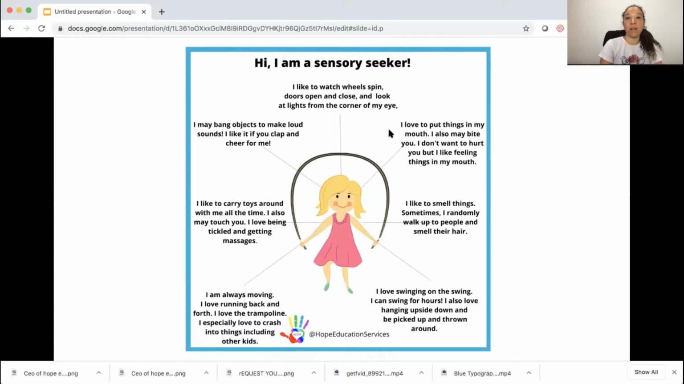They're unaware of the fact that to other people it doesn't feel good. So they don't want to hurt other kids, but they don't realize they are hurting other kids.